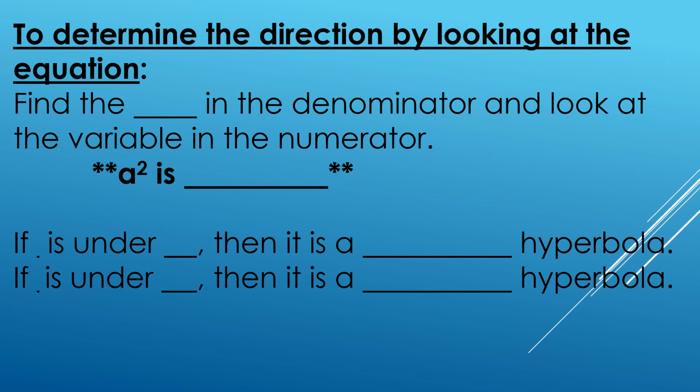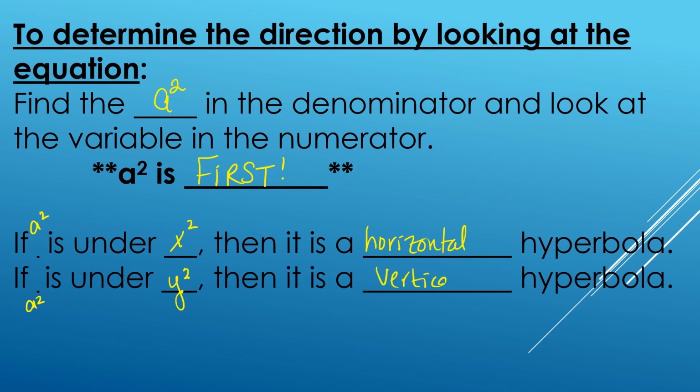Okay, so we are first going to look for the a squared in the denominator, hopefully. Then you can in turn look at the variable in your numerator. A squared, remember, always has to be first. If a squared is under your x squared, again, this has to be horizontal. And if your a squared is under your y squared, which should be first and should be positive in that case, then it will be a vertical hyperbola. Okay, and we've said that several times, so that's probably pretty important for writing these equations and doing your graphs.